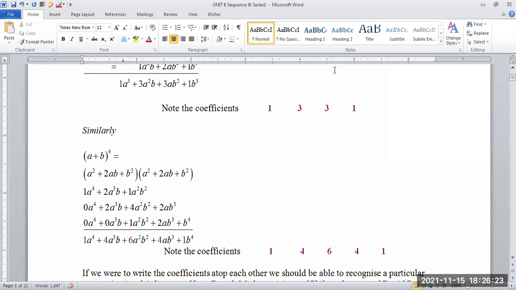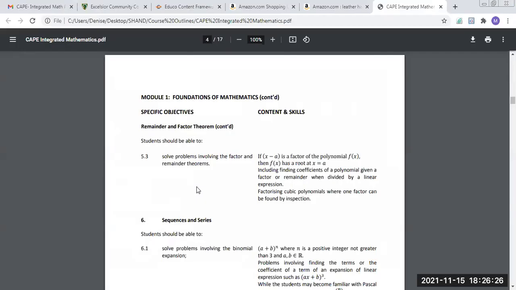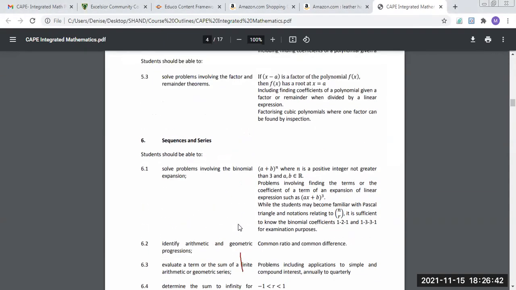Let me go back to it and see what they're asking about here. Yes, that's what they're asking me here: 1, 3, 3, 1. The other one that I have was 1, 4, 6, 4, 1. You don't need to know the 1, 4, 6, 4, 1. What you need to know is 1, 2, 1 and 1, 3, 3, 1.